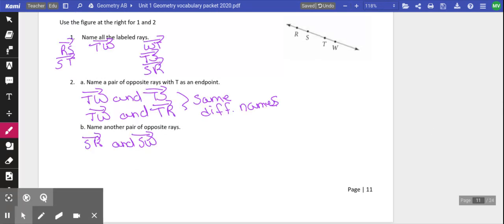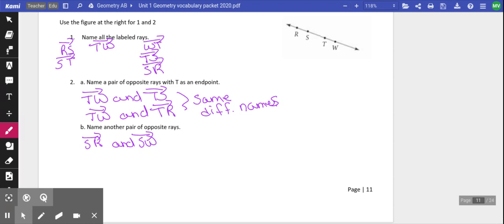Okay, so name all labeled rays. So I have RS, ST, TW. Notice that I only have one endpoint, or one letter as endpoint, one time, because if RS is the same ray as RT, it's the same ray as RW, because remember, rays at the other end keep going. And then I can go to the left, so I have WT, TS, and SR.